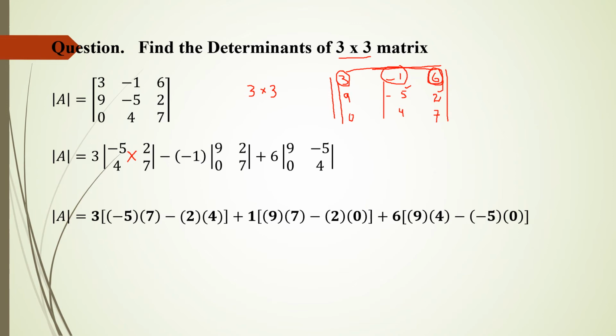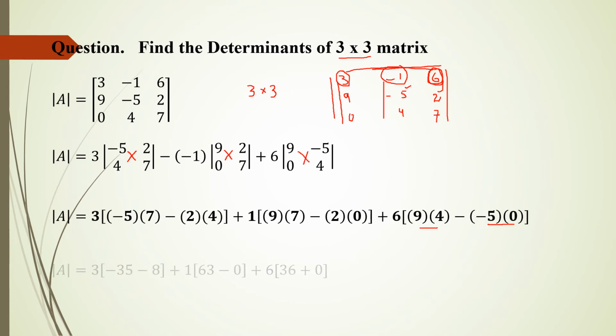Okay, and similarly this minus and minus will become plus, and then again by cross multiplication, but there will be a minus sign between the cross multiplication. 9 multiplied by 7 minus 2 multiplied by 0, and move to the third number, plus 6, again by cross multiplication, so 9 multiplied by 4 and minus 5 multiplied by 0, but there will be a minus sign between the two cross multiplications.